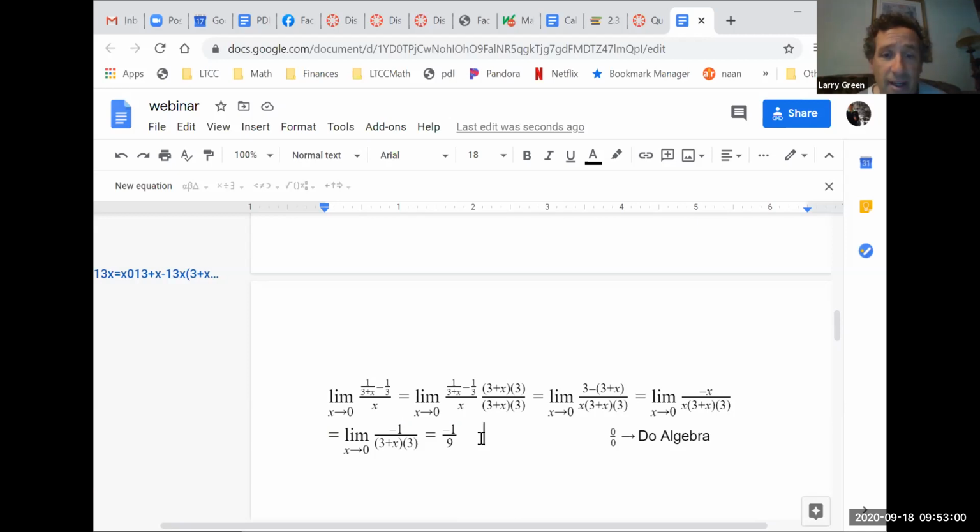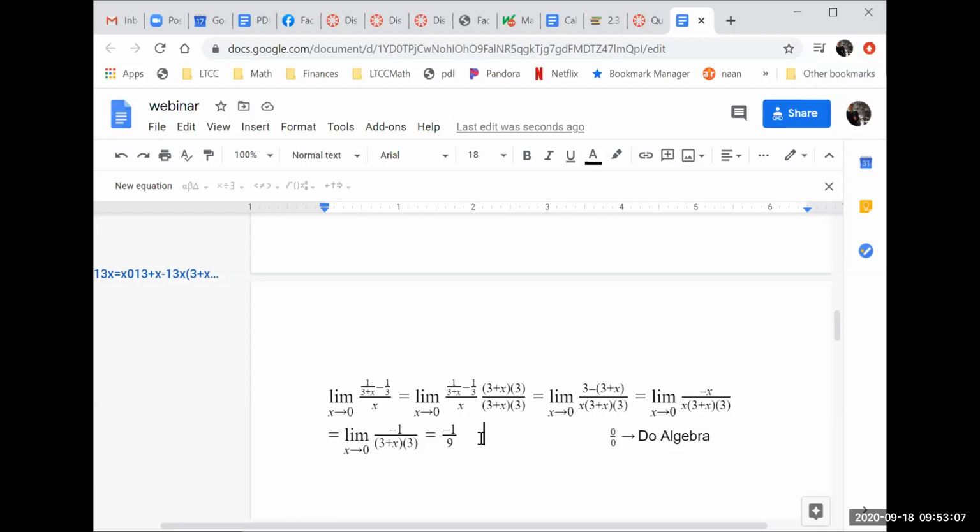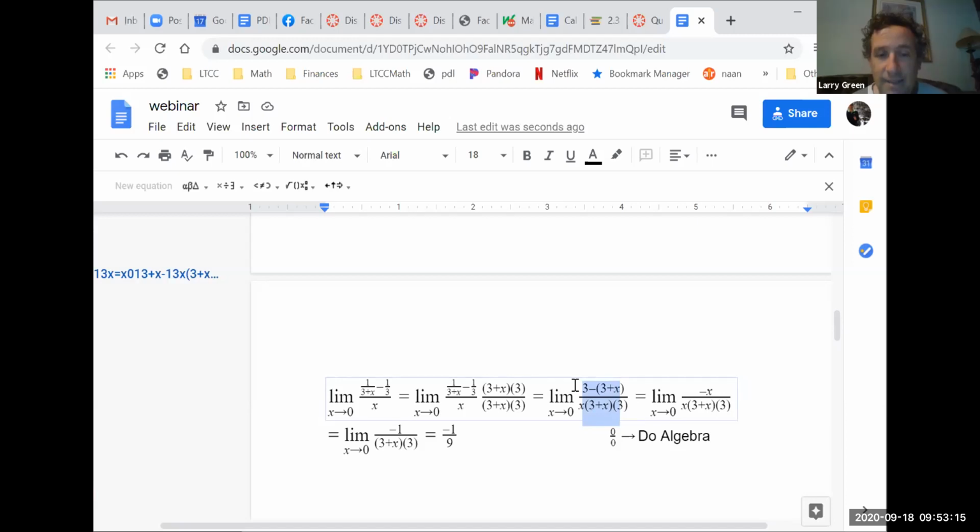Any questions at all on that example? Any questions? I have a question. Sure. How did you get the third part, 3 minus 3 plus x? Will you just go over that really quickly? My brain isn't wrapping around it. Okay, so how did I go from the second part to the third part is what you mean, right?